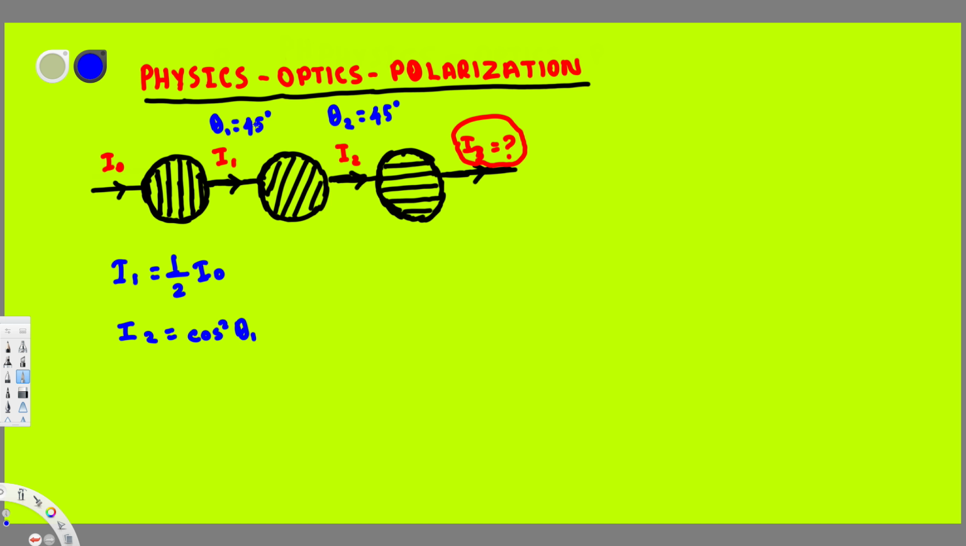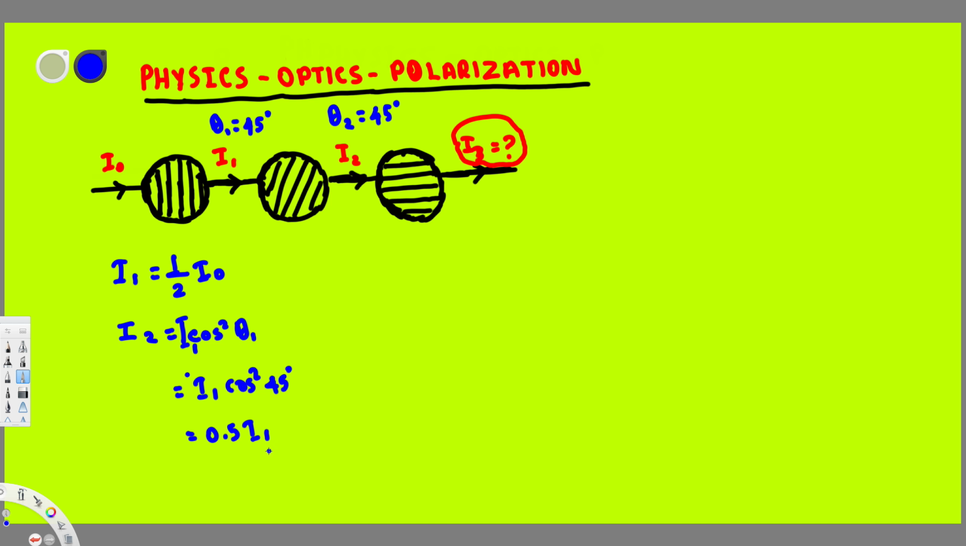Now we know that this is 45 degrees. So this is basically the angle between the first and the second polarizers, and this is the angle between the second and the third polarizers, right? Now to find this one, we have to plug in this angle. Let's go ahead and plug this angle and see what we get. So this is actually I1 cos square theta 1, and theta 1 is going to be 45 degrees, and if you plug in this value you should get 0.5 I1.